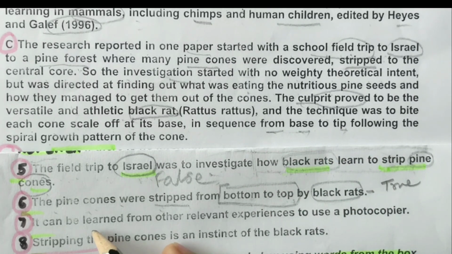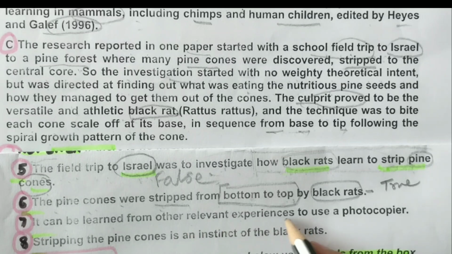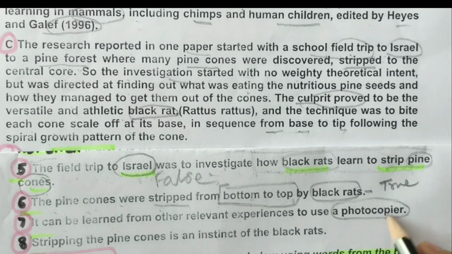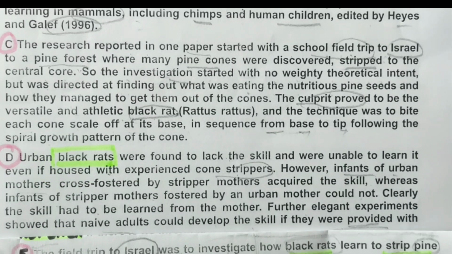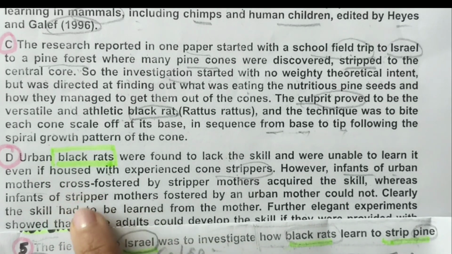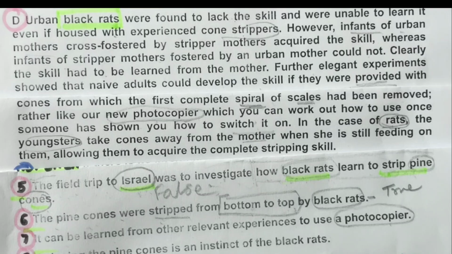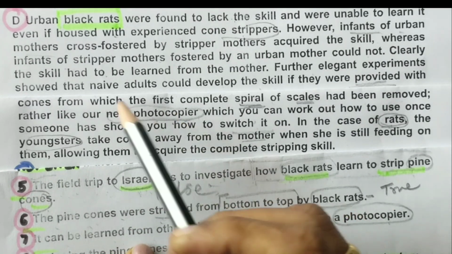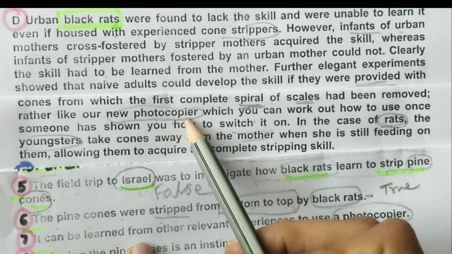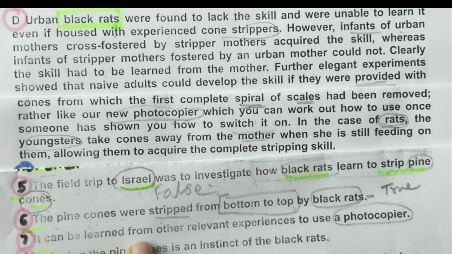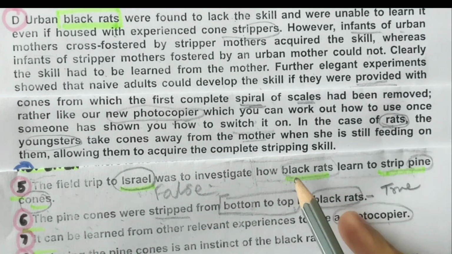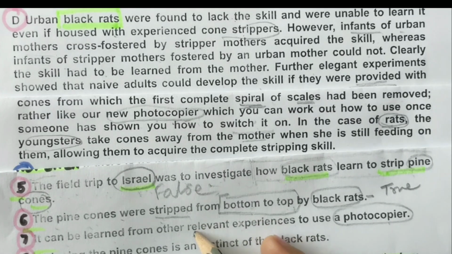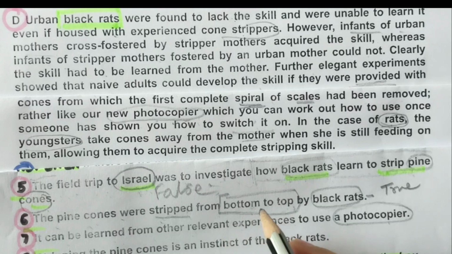Got it? Seventh, it can be learned from other relevant experiences to use a photocopier. Yes, we have read photocopier in the same paragraph, I think D. So photocopier is here in the D paragraph, which we were reading, that's why I remember this word was in that paragraph. It is natural that after you get the location of the 5th, you will get the location of the 6th, and then the 7th. So sequence wise you will get the locations.